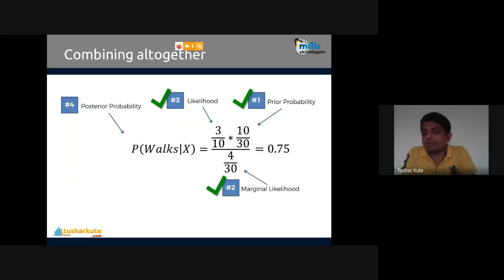Put them together. Prior probability is 10 by 30. Marginal likelihood is 4 by 30. Likelihood is 3 by 10. Put them together and we'll get the probability. The probability of X being in the Walker category is 0.75. Check.